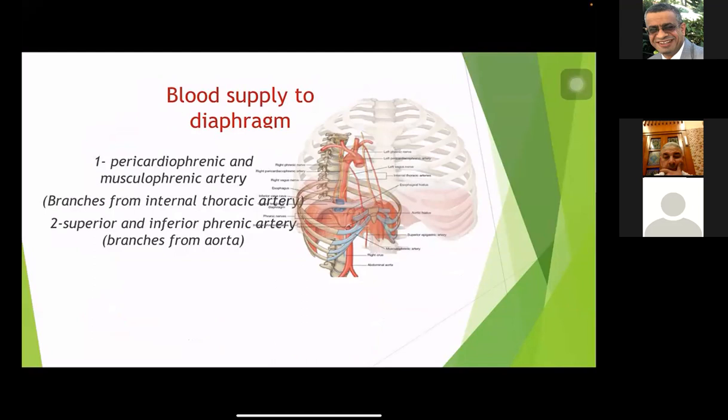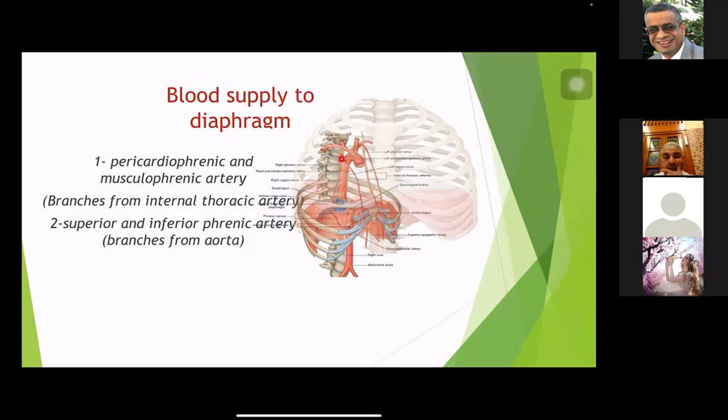Blood supply to the diaphragm. The blood supply to the diaphragm is from two origins: the pericardiophrenic and the musculophrenic arteries, which are branches from the internal thoracic artery. This is the internal thoracic artery, and this is the left pericardiophrenic, and this is the right pericardiophrenic, which supply the diaphragm and pericardium.